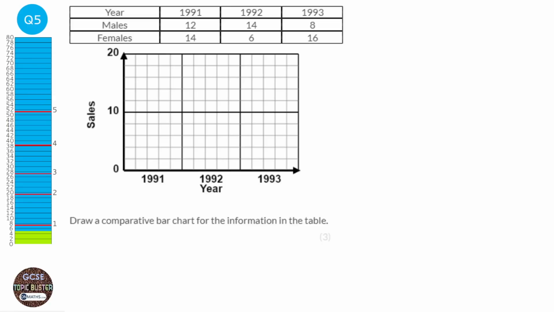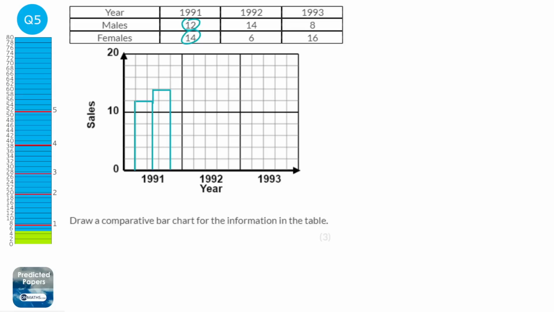A comparative bar chart is where you have 2 bars next to each other meaning different things. So it's probably easier just to start drawing it, and then we can talk about it as we go along. So we've got males here at 12, and so what we want to do is a bar that is 12 high, and these are going up in 2s, so it will be up here. There we go. And then right next to it, we're going to do females, which is 14. And so what we're going to do is we're going to make this go up to 14.